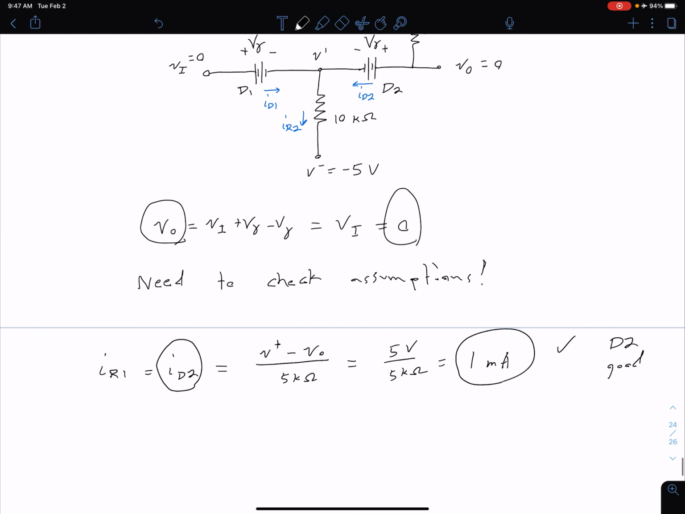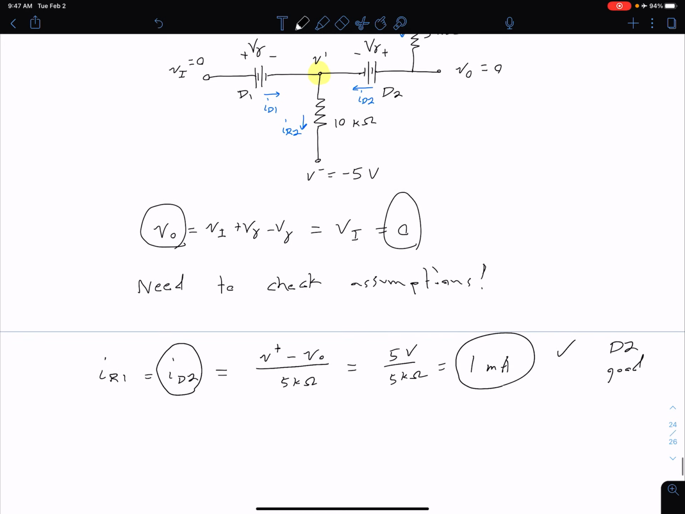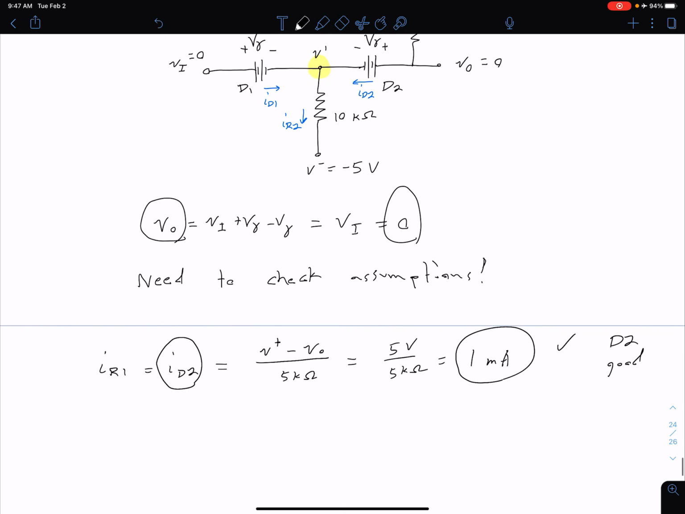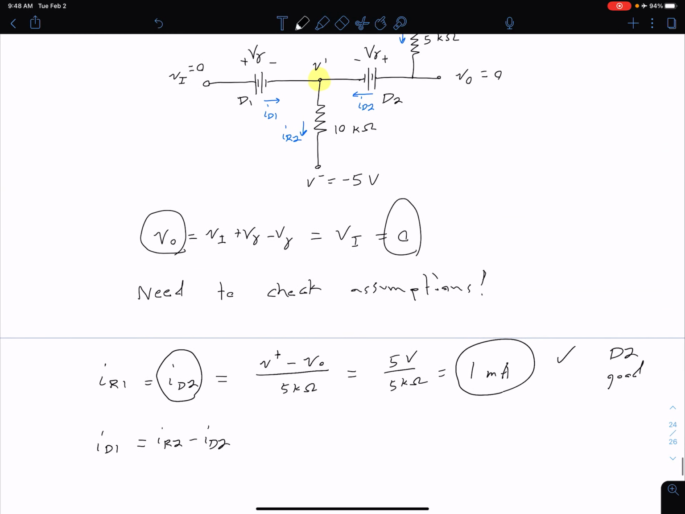diode current D1. Well, from KCL at this node here, we can see we have ID1 and ID2 coming in and IR2 coming out. So if we want ID1, we can say ID1 is equal to IR2 minus ID2. And of course, we already know that our ID2 is 1 milliamp, so now we just need to figure out this IR2 value. So we can do that using essentially KVL and Ohm's law here.